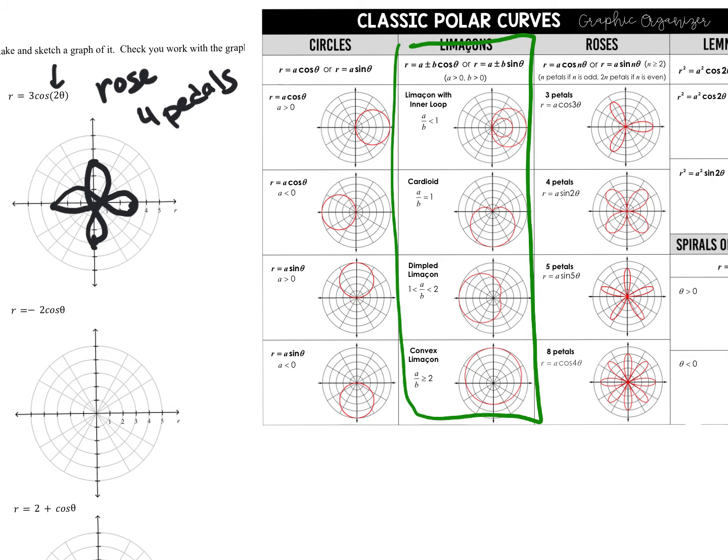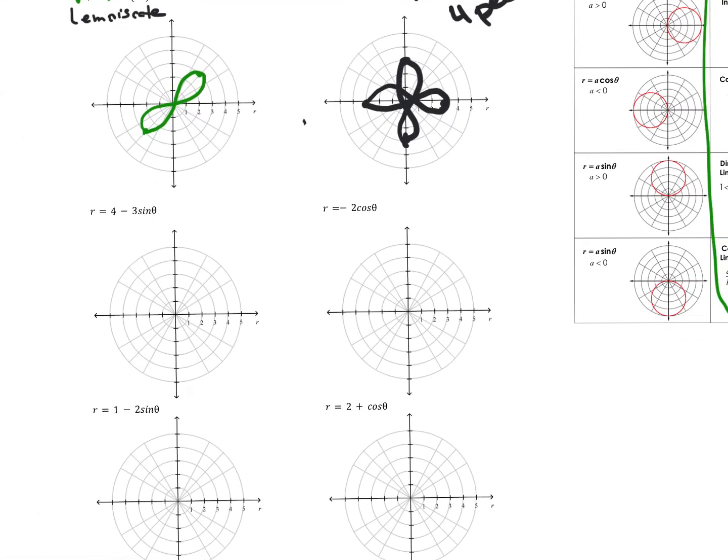So if I take those two numbers, a divided by b, it's going to be 4 over 3. So it's going to be some kind of cardioid, or some kind of dimpled limaçon. So it's going to look something like this. So this is going to be a limaçon. Doesn't really matter which type, to be honest. And so if I sketch it, it's going to go up to 1, it looks like, and does something like this.